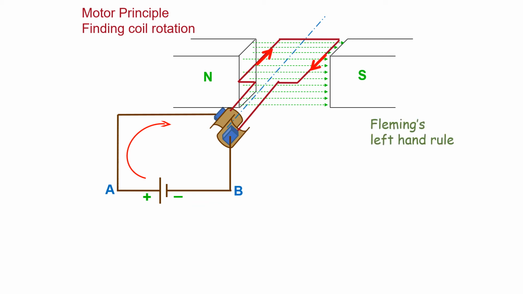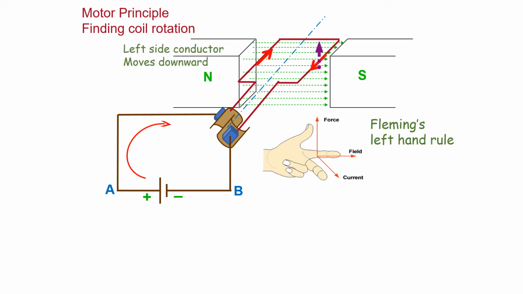Apply now Fleming's left hand rule to the right coil side. Show the first finger in the field direction, the second finger outward in the current direction. The thumb, which shows the force, is stretched upward. So the force acted on the right coil side is upwards. Apply Fleming's left hand rule to the left side conductor. It moves downwards. As the right coil side is going up, the left coil side is coming down. The coil rotates anti-clockwise.